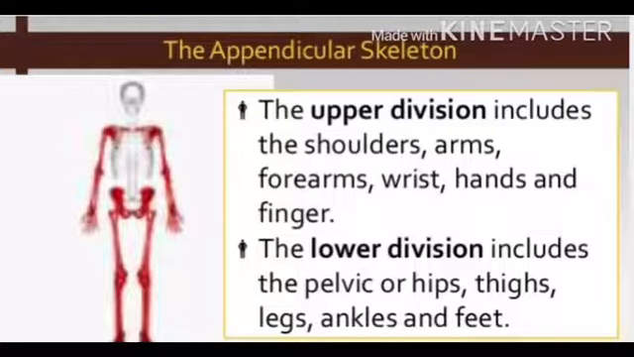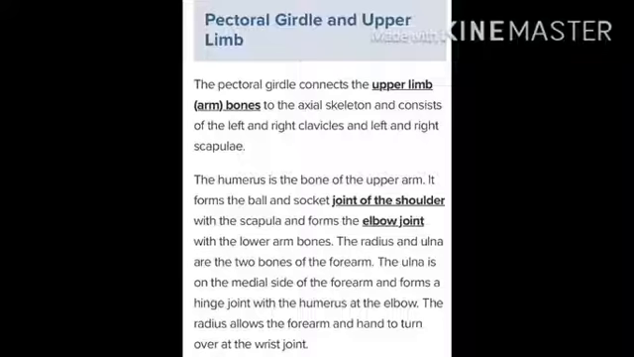The shoulder bone is formed by the collarbone and the shoulder blade. It connects the upper part of the chest and bone of the arm. The pectoral girdle connects the upper limb arm bones to the axial skeleton and consists of the left and right clavicles and left and right scapulae.